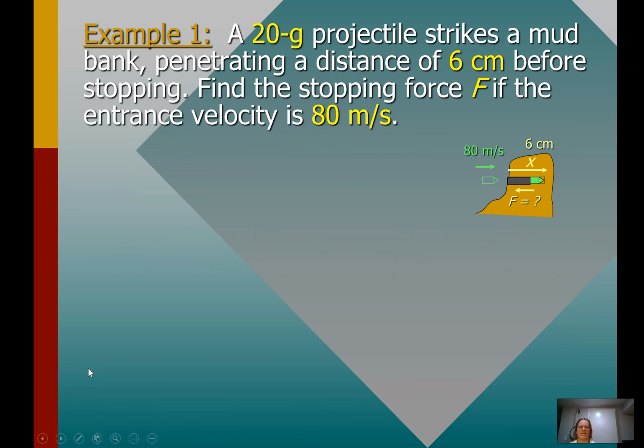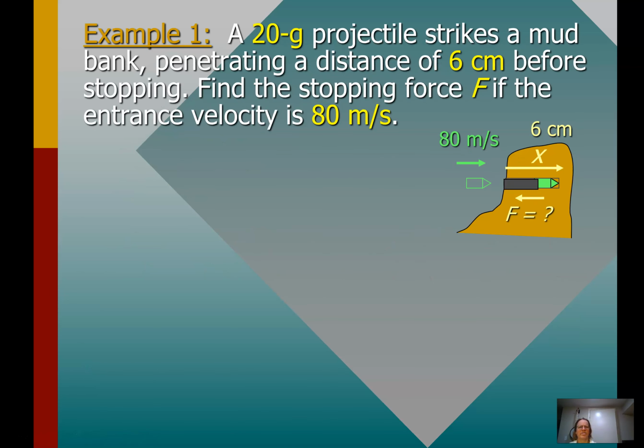whether you add kinetic energy or subtract. All right, guys, let's shoot some bullets into some clay, some mud bank. Sounds like fun. And it goes in and stops 6 centimeters later. Remember, that's not standard 6 centimeters. What's the stopping force? And it went in at 80, so that's not a very fast bullet. That's like 170 miles per hour. That's going to leave a mark. But anyway, what's the average stopping force acting on that thing?